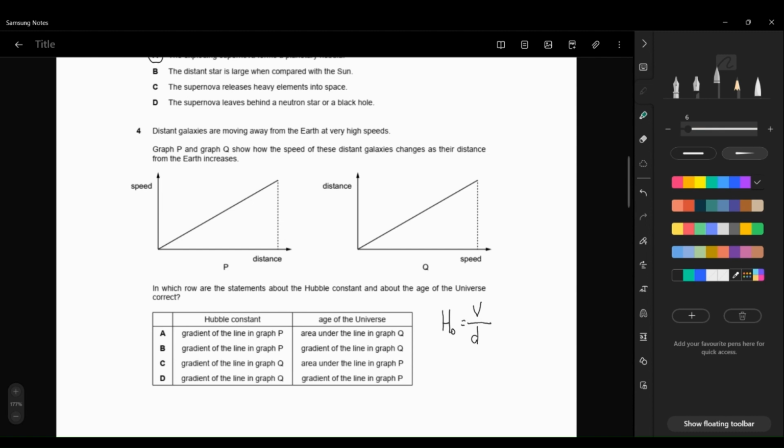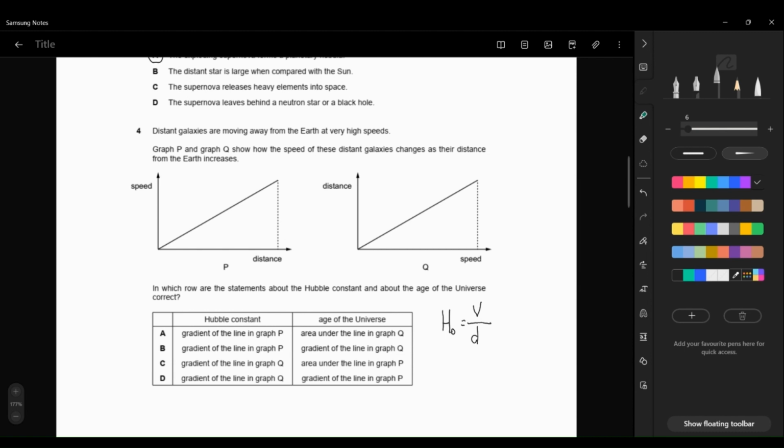The further away galaxies are, the faster they are moving away from us. But this ratio is always kept constant. So this is basically a maths question. If you know this, the rest of the question is a maths question. Because what do you have on graph P? You have on the y-axis speed and on the x-axis distance.